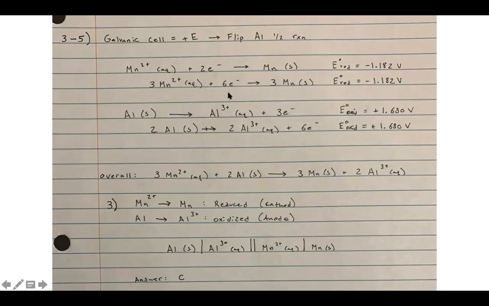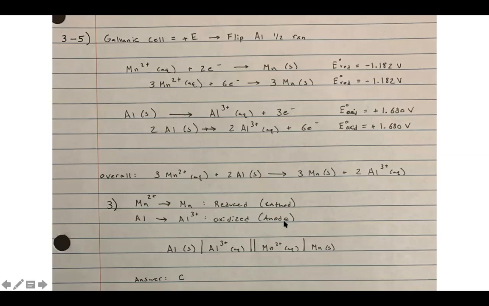Now once I've manipulated my half reactions, I add them together, and so my overall equation is 3 manganese 2+ aqueous plus 2 aluminum solids go to 3 manganese solid plus 2 aluminum 3+ aqueous. And so from this equation, I can pretty easily see that my manganese from reactant to product side is being reduced, while my aluminum is going to be oxidized. And so remember that reduction happens at the cathode, while oxidation happens at the anode, right?